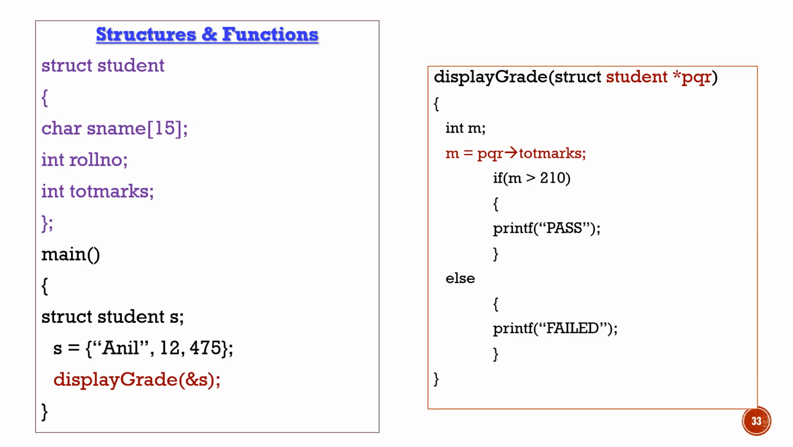Then we make use of an if else statement for finding the status, pass or fail. Supposing that if the student has secured above 210 out of 600, he has passed the examination, we can code this statement as if m greater than 210 print pass, else the result is declared as fail.